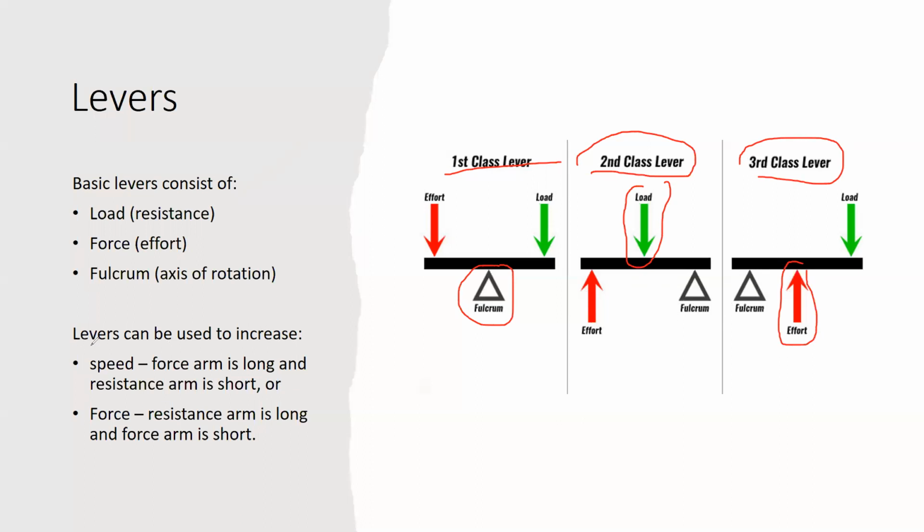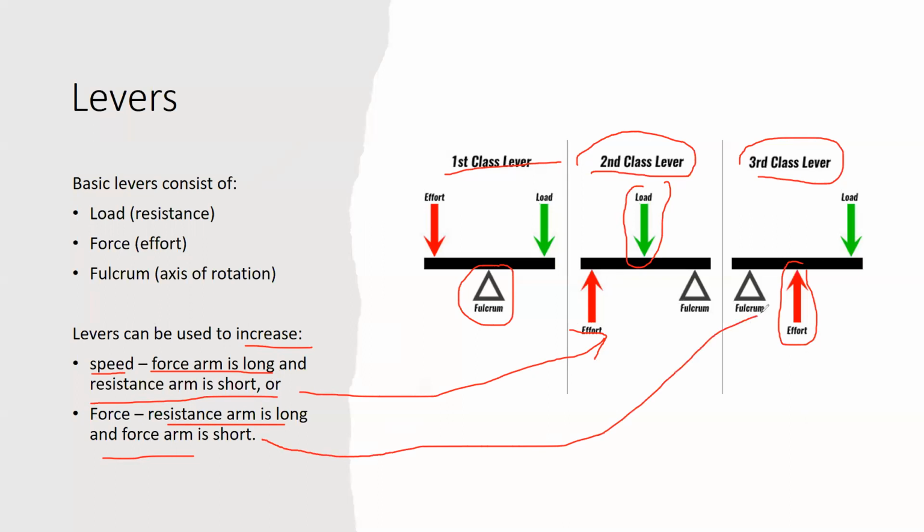So what can levers do? They can increase speed when the force arm is long and the resistance arm is short. So force arm is long, resistance arm is short. That's this one, the second lever. And it can also increase force, when the resistance arm is long and the force arm is short. For example, this one.